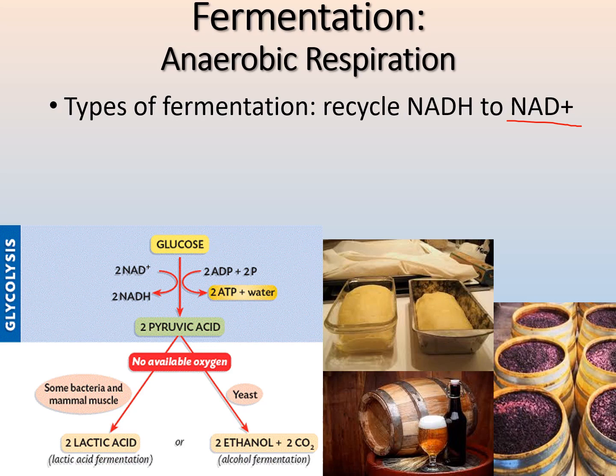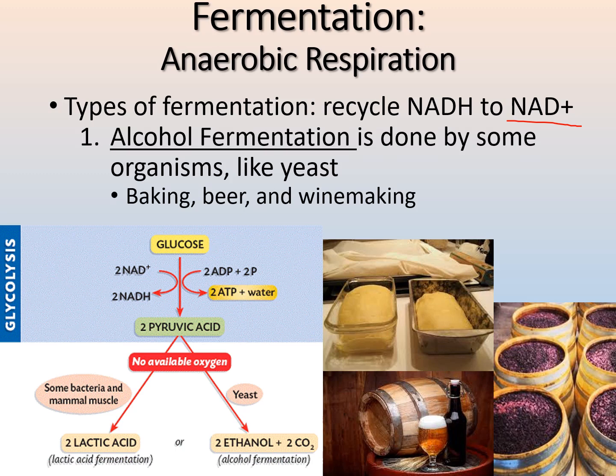So there's two ways that these organisms have found out how to recycle NADH. So the first type of fermentation is alcohol fermentation. So a lot of us are familiar with alcohol, but maybe not how it's made. So some organisms, such as yeast, undergo alcohol fermentation to essentially come up with a way to recycle their NADH back to NAD+, so that they can continue the glycolysis cycle and continue making energy. So if we look, they undergo glycolysis, right? Glucose into pyruvic acid, which gives us our energy and our NADH, right?